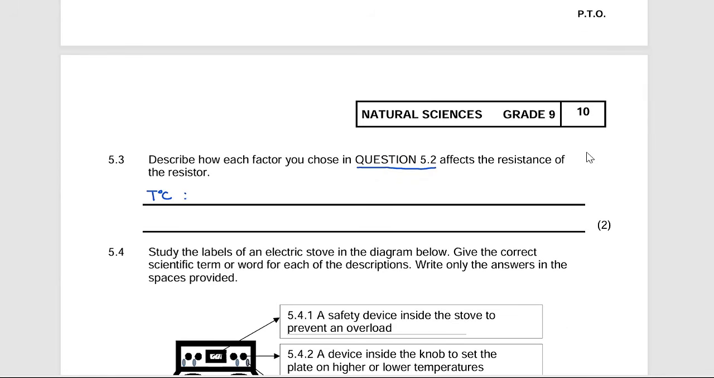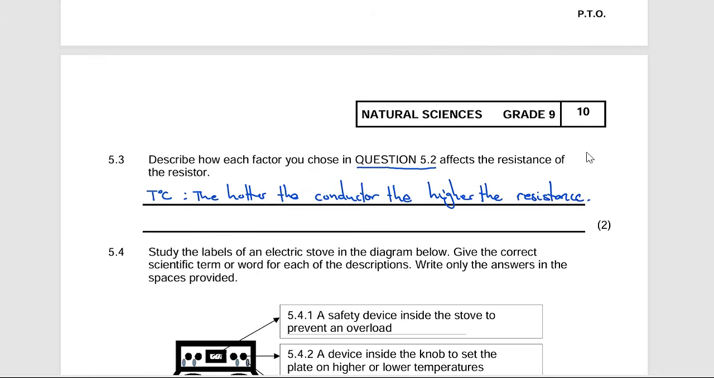I'm going to say the hotter the conductor, the higher the resistance. So this is what we're having.